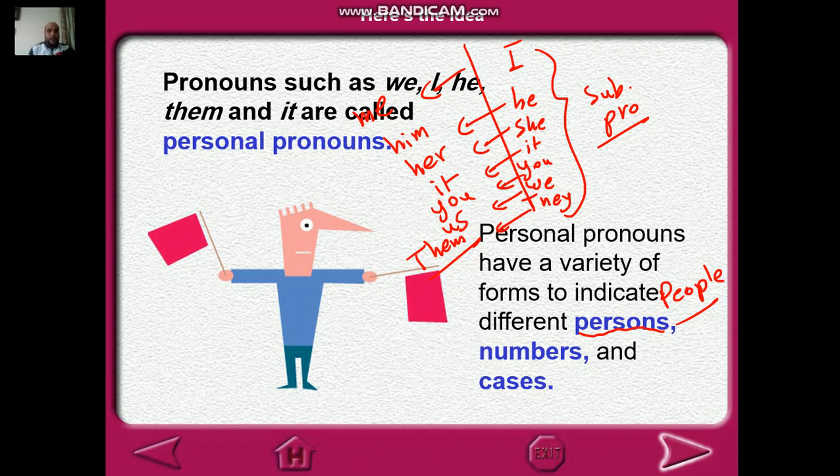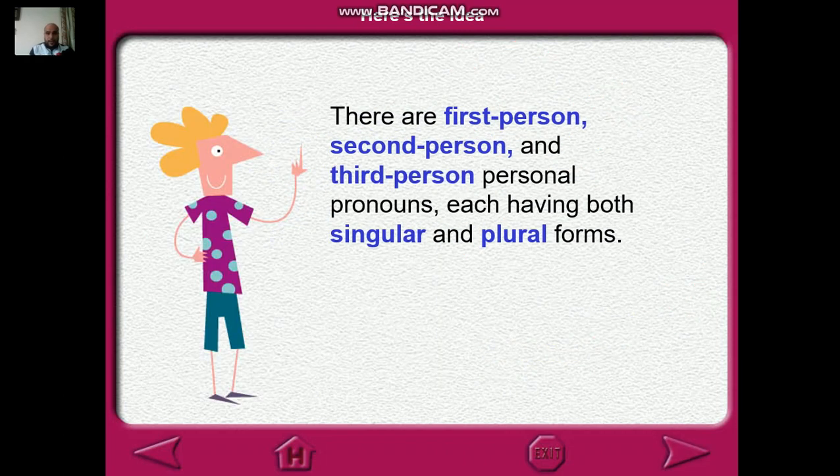Okay? So I cannot say, for example, I gave he help. No, I gave him help. You see, because he is a receiver of the action. Okay? However, I is a doer of the action, so it's going to be I, a subject pronoun, not an object pronoun. There are first person, second person, and third person personal pronouns, each having both singular and plural forms.